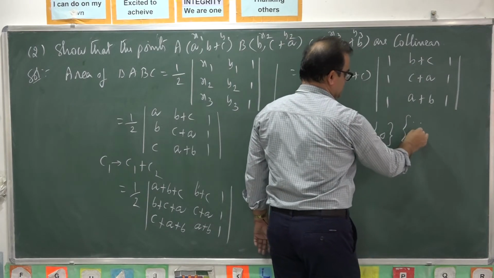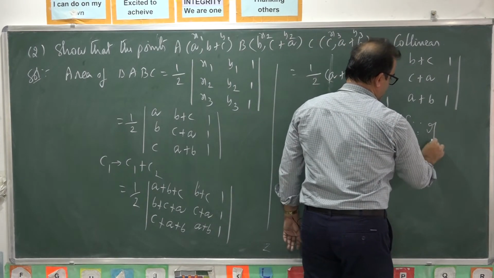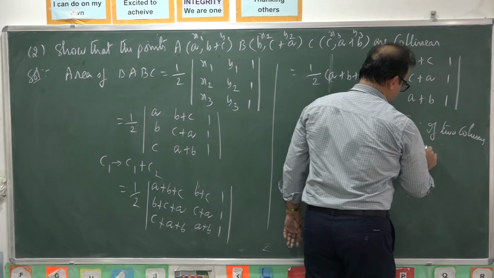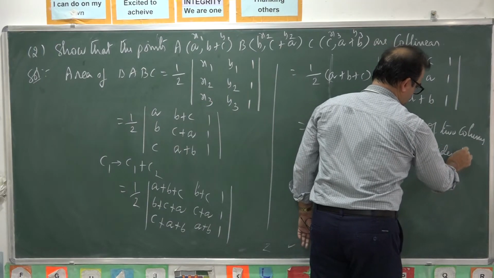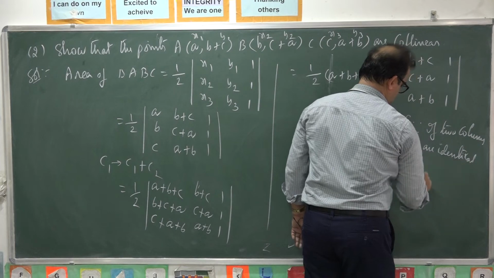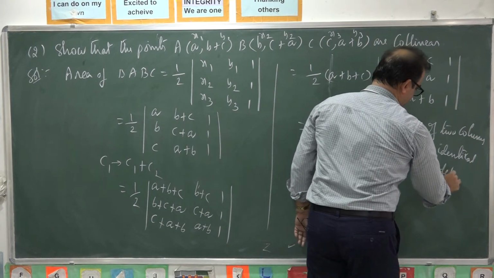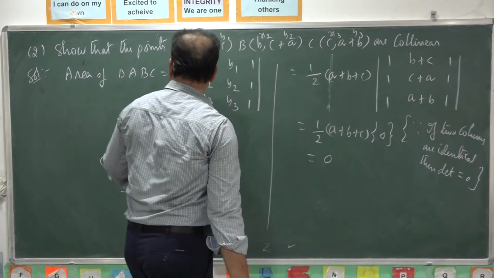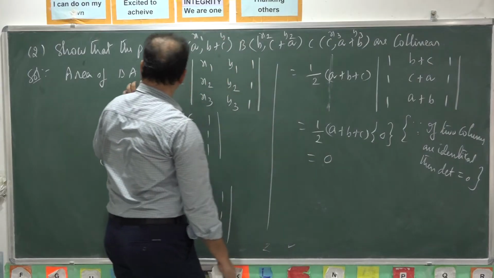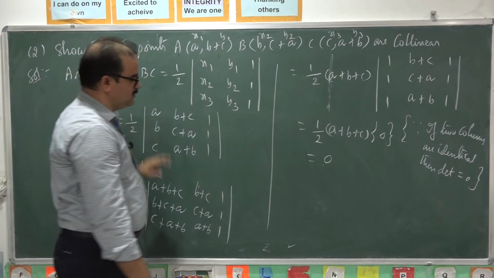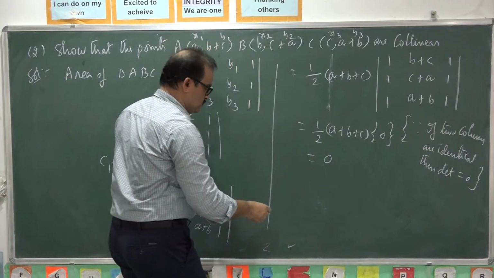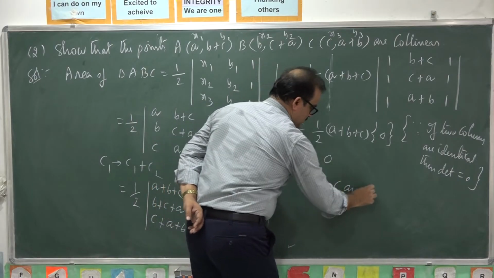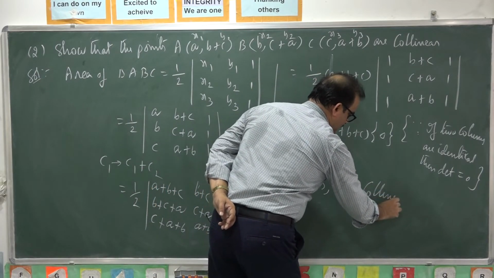Write the property. Since if two columns are identical, then a determinant value is equal to 0. So area of the triangle ABC is equal to 0. If area of the triangle ABC is equal to 0, then the points A, B, C are said to be collinear. Therefore, A, B, C are collinear.